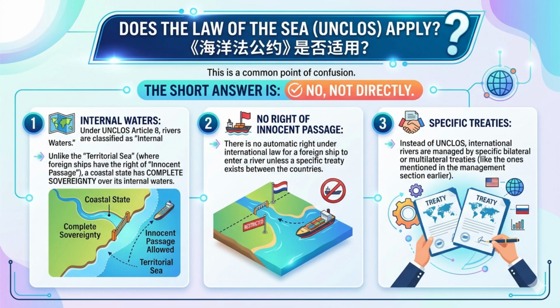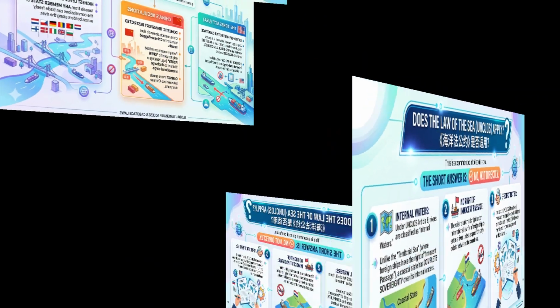But again, we have to understand that UNCLOS is not applicable on rivers because they are considered internal waters, so it's not applicable. There's also no right of innocent passage or transit passage, all this kind of description, which I explained in the Law of the Sea video.